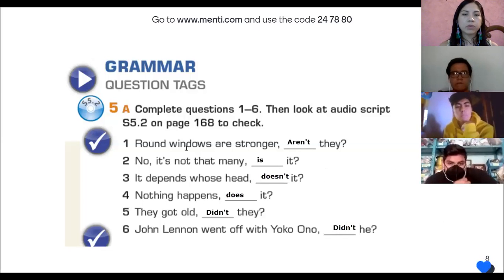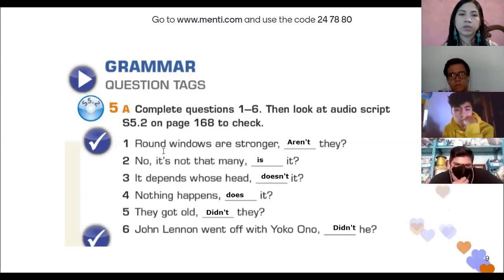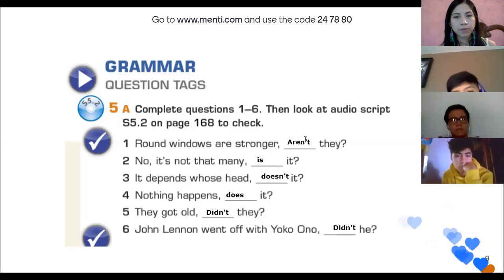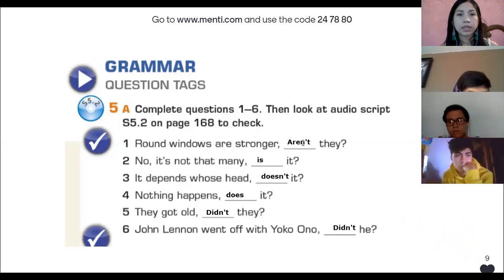You have round windows are stronger. This is affirmative or negative? Round windows are stronger. This is affirmative. But when you have affirmative, look at the second question. Affirmative or negative? Negative. It is negative, okay? Let's check number 2. No, it's not. Affirmative or negative? Negative. So the question is going to be affirmative. What if it is all of this is present? What if you go to simple past? They got. This is simple past. Affirmative or negative?